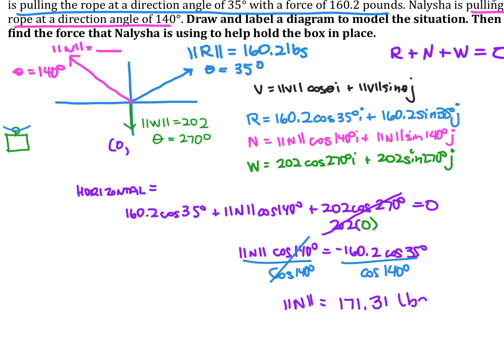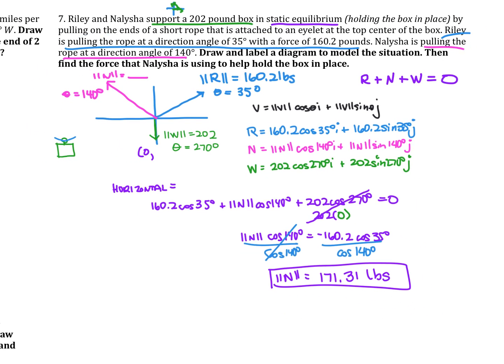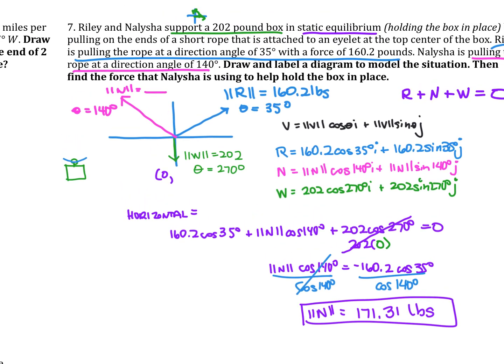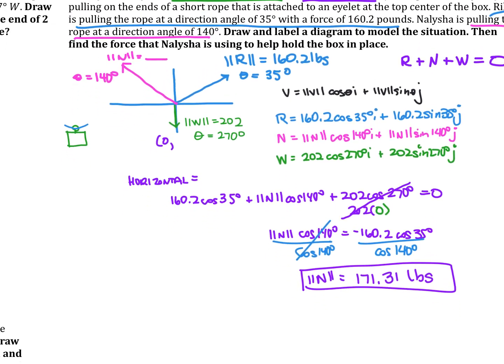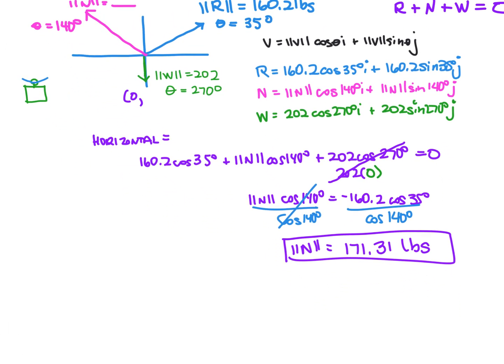171.31 pounds. So remember, when you're plugging it into your calculator, make sure you do have that negative, because if you don't, then you'll end up getting a negative. Think about that cosine 140 degrees. That is going to be a negative value, right? So negative over negative will be a positive, which is why it gives us the positive 171.31 pounds. If we wrote a vertical equation, we would get the same thing.